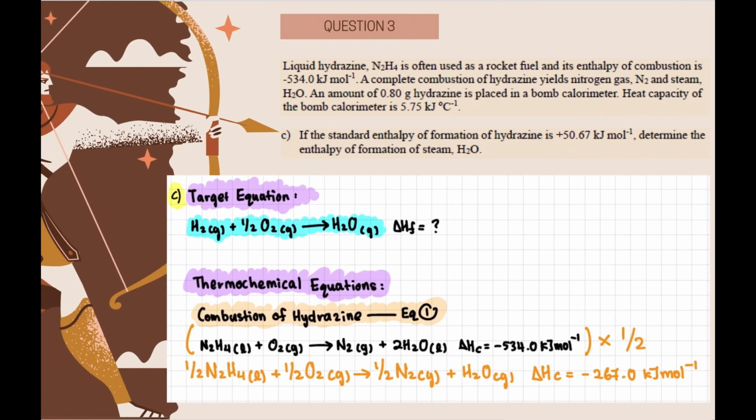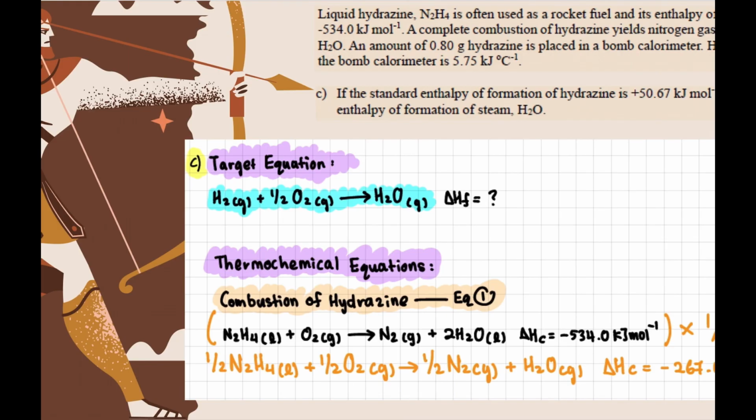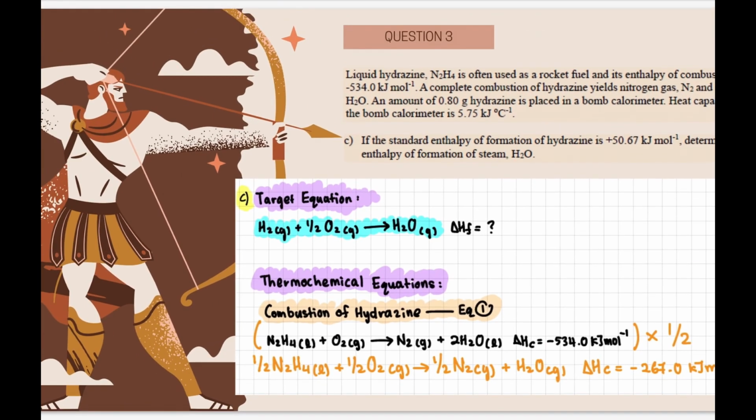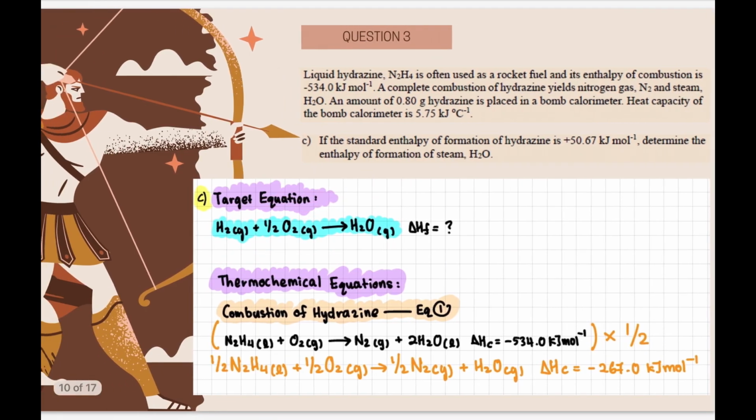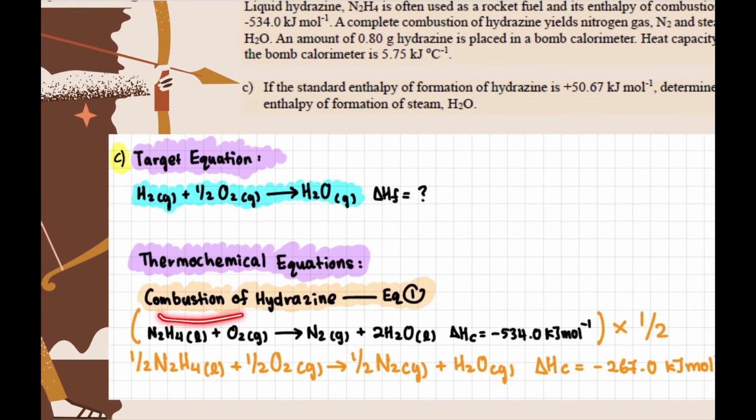If the standard enthalpy of formation of hydrazine is 50.67 kilojoule per mole, determine the enthalpy of formation of steam H2O. Okay. Alright. So they ask to find the delta H of steam, H2O. For gas. Alright. So thermochemical equation. Okay, here first we need to make our target equation. Okay, and then the formation of hydrazine, it is involved here. The combustion of hydrazine we already have, N2H4 plus O2 produce N2 and H2O.